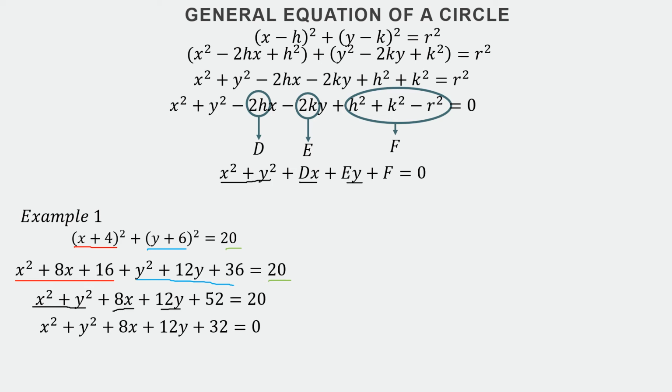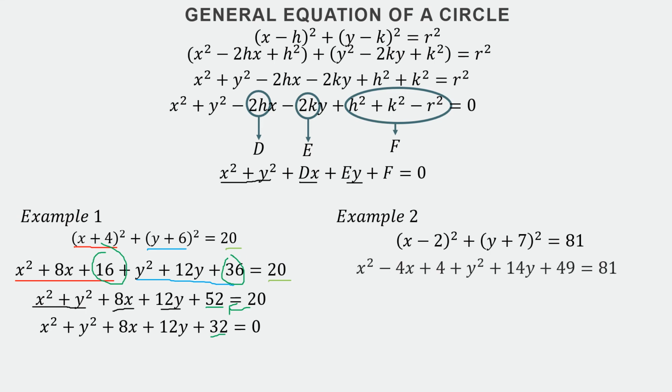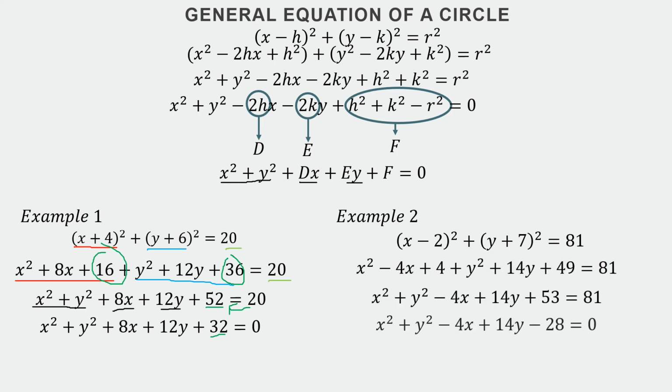Ang ginawa dito is, we added 16 plus 36, that's why we have 52. Okay? Then, nilipat natin yung 20. Nag-subtract ng negative 20, kaya naging 32. So, this is now our general equation if given this standard form. Example number 2, similar process. Yan. And so on and so forth.